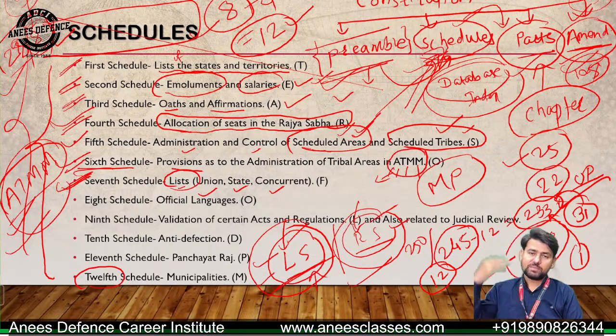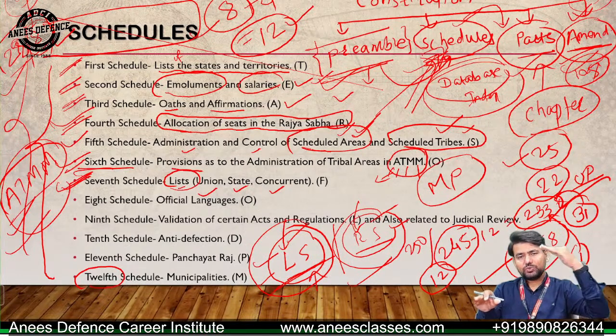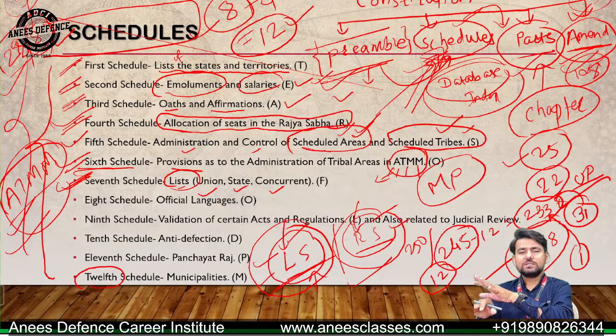is just an example, there are many such matters. All these matters are put under concurrent list, and if the matter is under concurrent list, then both the union government and the state government both are empowered to make laws on the subjects mentioned in the concurrent list.